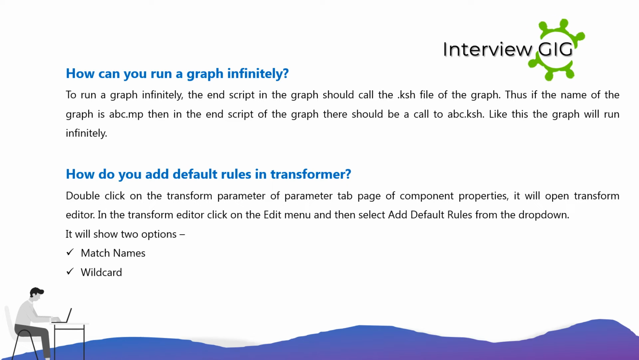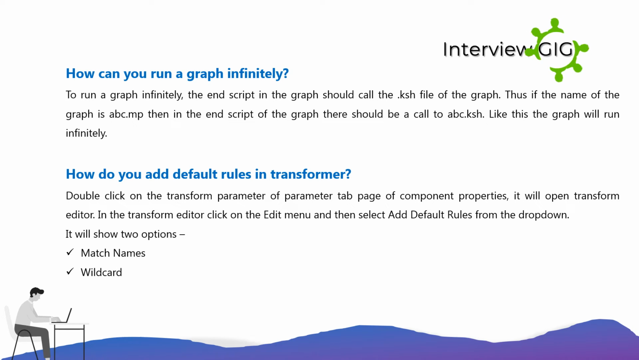How can you run a graph infinitely? To run a graph infinitely, the end script in the graph should call the ksh file of the graph. Thus, if the name of the graph is abc.mp, then in the end script of the graph there should be a call to abc.ksh. Like this the graph will run infinitely.